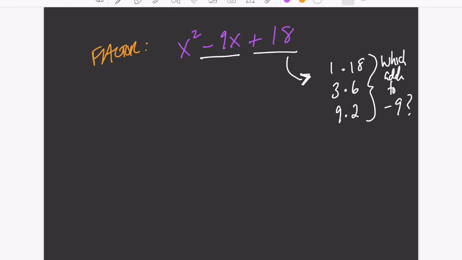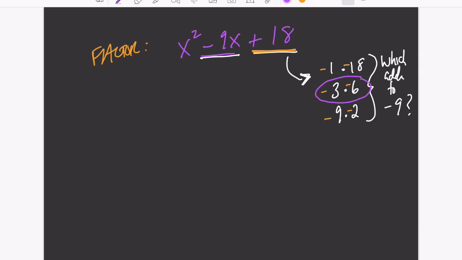Well, what we need to remember is that there's two ways you can multiply together to get a positive. You could have two positives, but you could also have two negatives. So for instance, I could multiply negative 1 times negative 18, and that would give me a positive 18. I could multiply negative 3 and negative 6 and get positive 18. Or I could multiply negative 9 and negative 2, and that would still get me positive 18 when I multiply. So now I'm looking at these pairs, and I want to know which of those pairs adds up to negative 9, and I can see that it's negative 3 and negative 6.